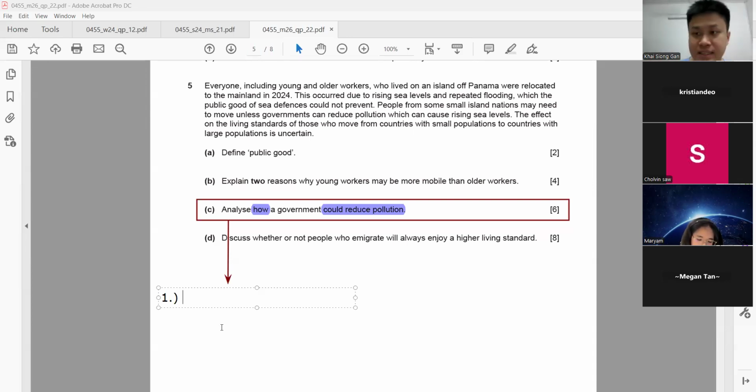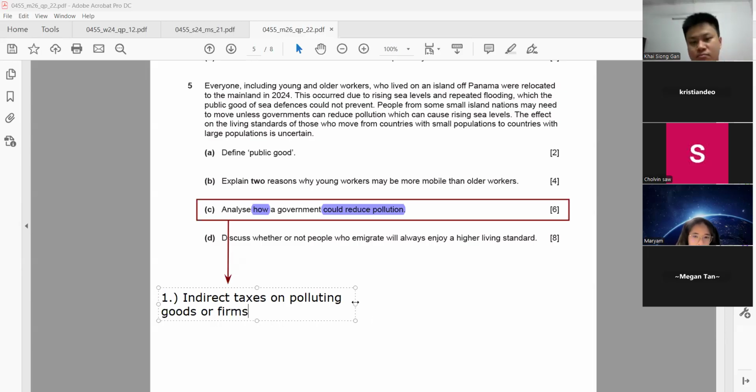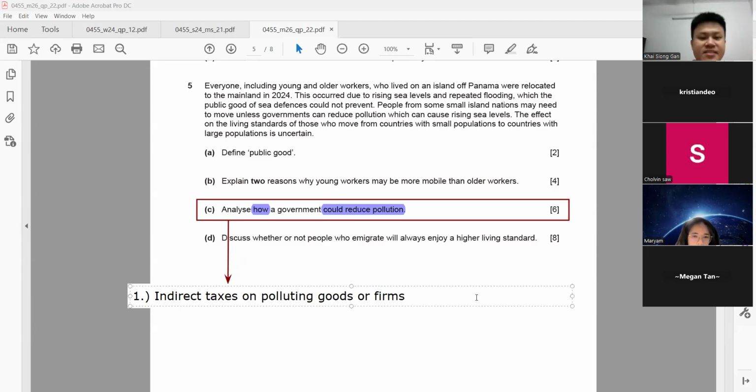So I just give some answers here, because I want to save time. Okay, the first one you can talk about, let's say taxes. Let's say indirect taxes. Indirect taxes is on goods and services. Am I right or not? So therefore, the first thing I can talk about is indirect taxes on polluting goods and services. Any goods and services that could be polluting the environment, or any firms that may be polluting the environment, government can impose indirect taxes on them. Okay, now how do you elaborate when you talk about indirect taxes already? Very good, you got 1 mark.